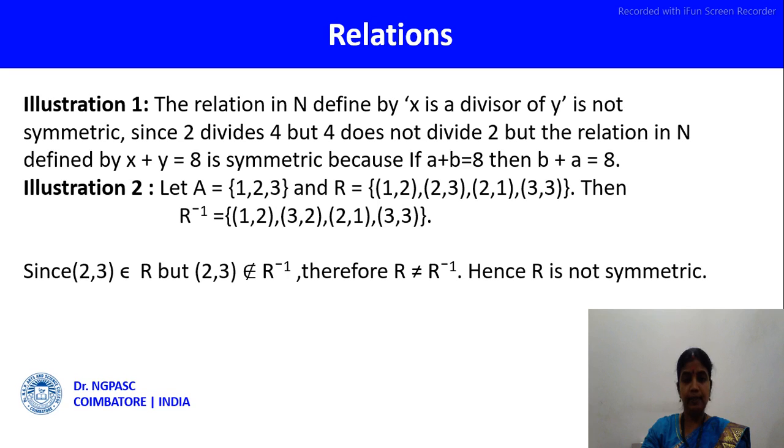Another example, A equals {1, 2, 3}, R is {(1,2), (2,3), (2,1), (3,3)}, then R inverse equals {(1,2), (3,2), (2,1), (3,3)}. Here (2,3) does not belong to R inverse. Here R is not equal to R inverse, so it is not symmetric.